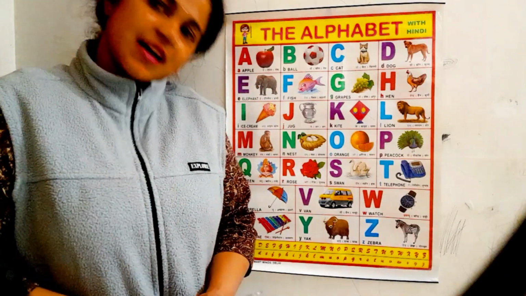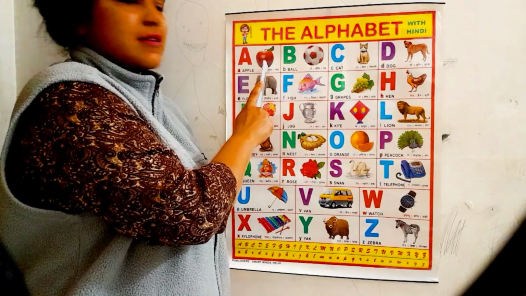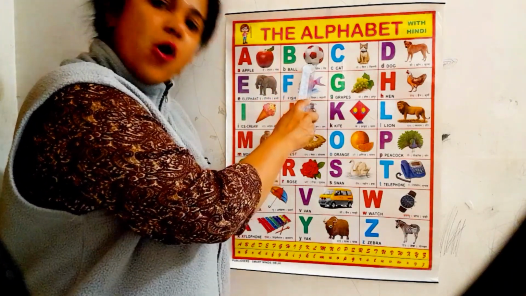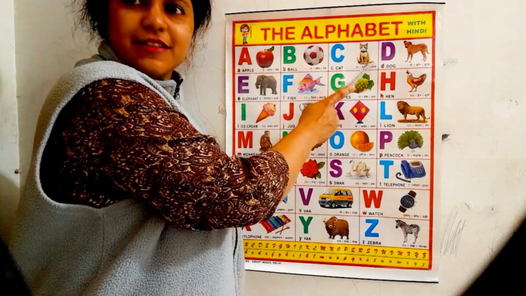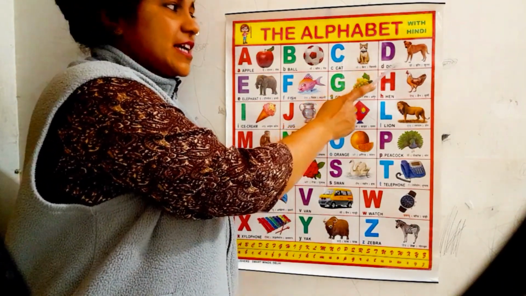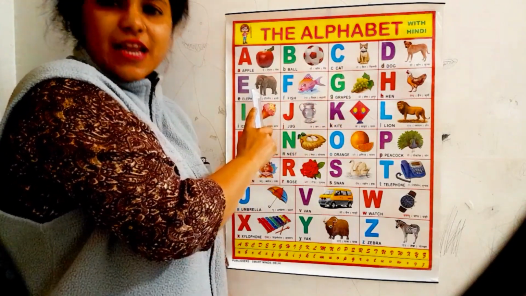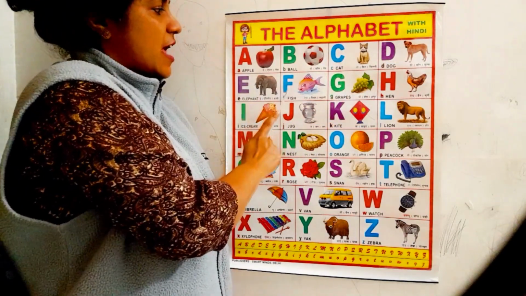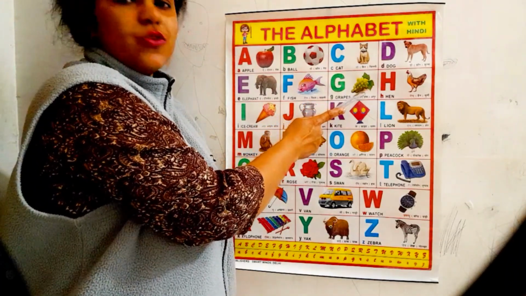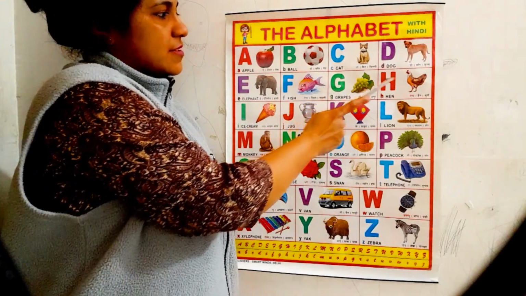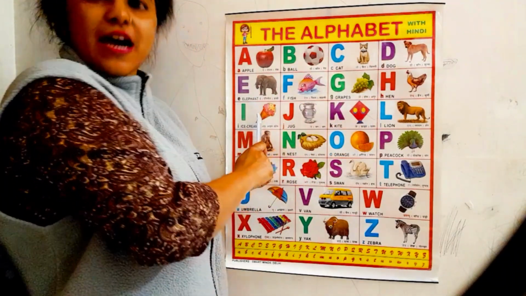A for apple, B for ball, C for cat, D for dog, E for elephant, F for fish, G for grapes, H for hen, I for ice cream.